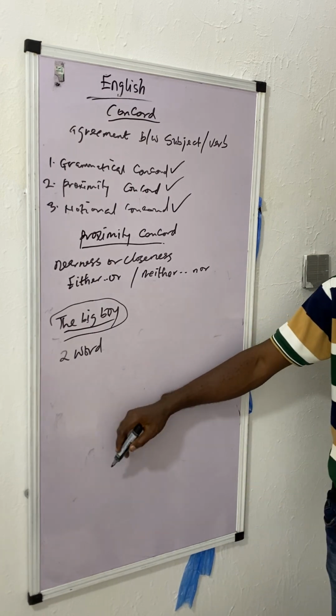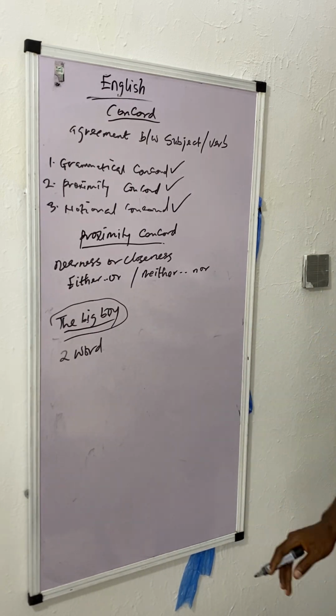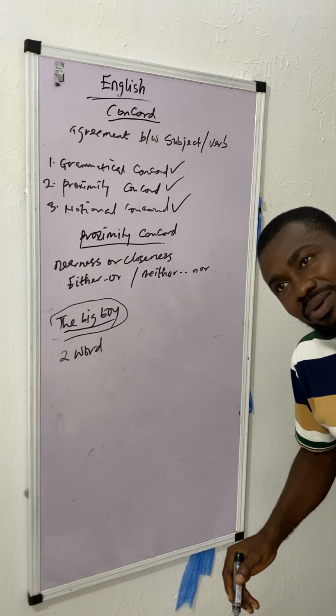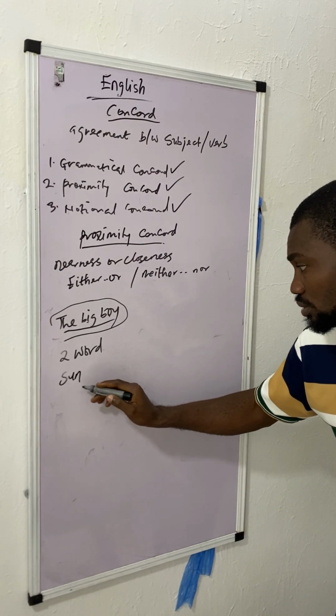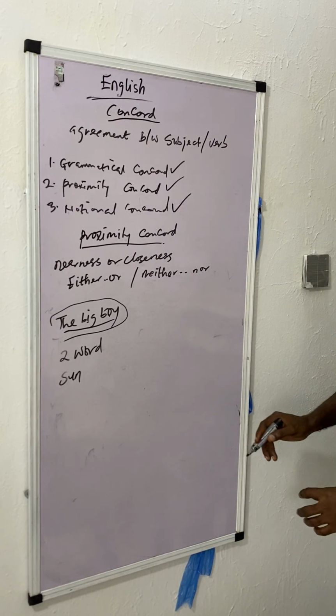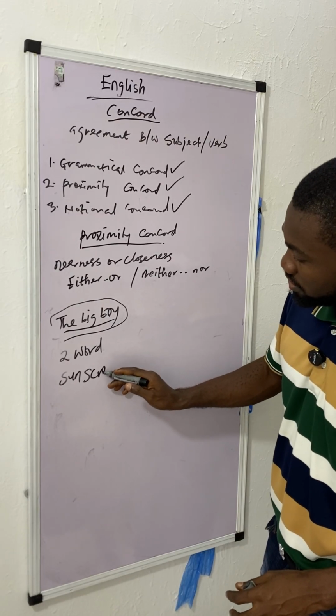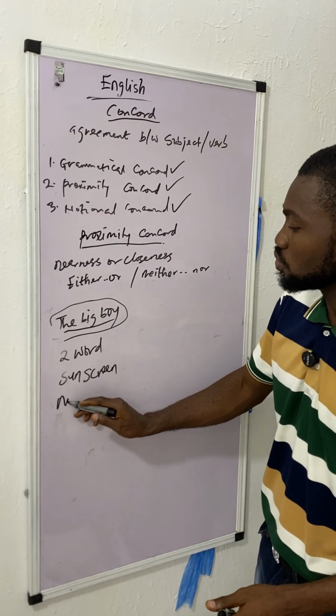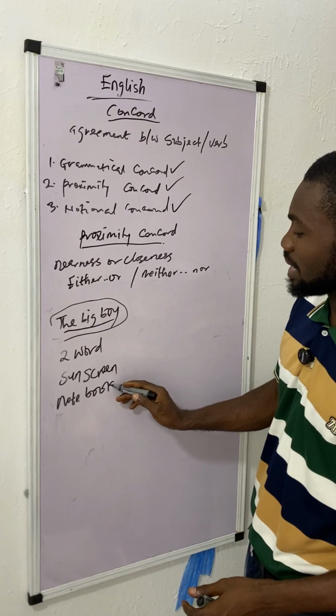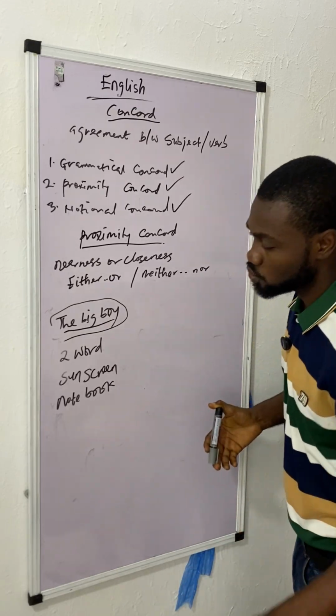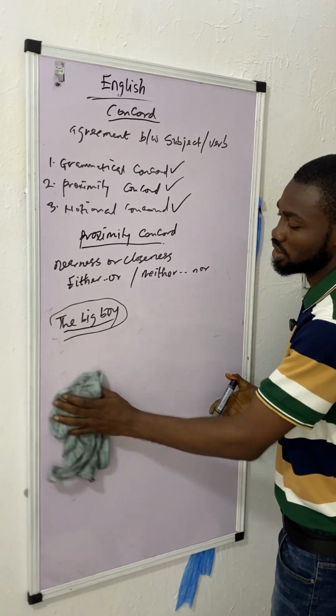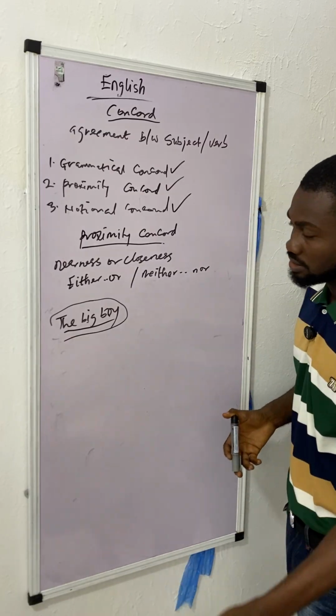For example, compound noun, two words added together. What's an example of a compound noun? We have compound nouns like sunscreen. This is a compound noun. Notebook, note and book. All these are compound nouns. All right. I just decided to slip this in because we didn't talk about this during our noun class.